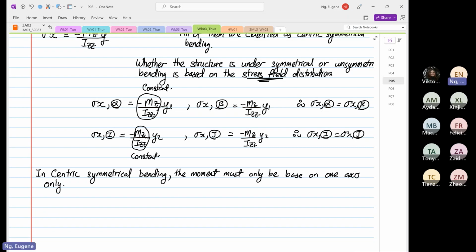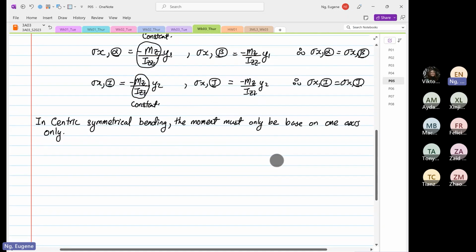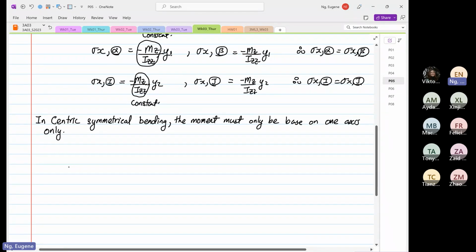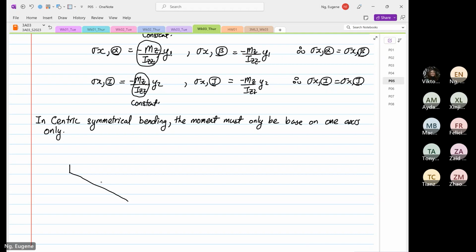Okay, so what do I mean by that? If I were to sketch a 3D feature, yeah, a very bad sketch, if we were to sketch a 3D feature over here, right?